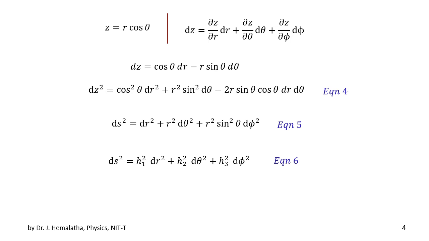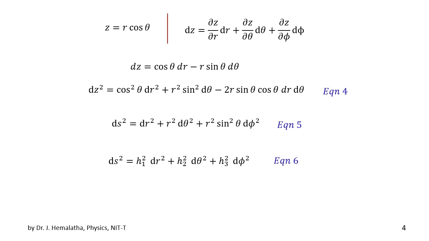And in the previous lessons we came across another expression for ds square, in terms of metric parameters, which is h1 square dr square plus h2 square d theta square plus h3 square d phi square. We name it as equation 6. We can compare these two equations.